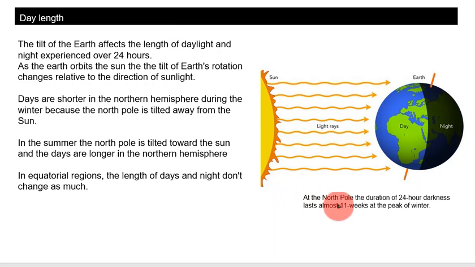So at the North Pole, for example, during the summertime, you can have 24-hour periods of sun or daytime, and then at other periods of time, when it rotates and goes around to the other side on its journey, you can have 24-hour darkness last for almost 11 weeks at its peak in winter as well. So that's the extremes that you're getting in the northern hemisphere in relation to the tilt on the Earth.